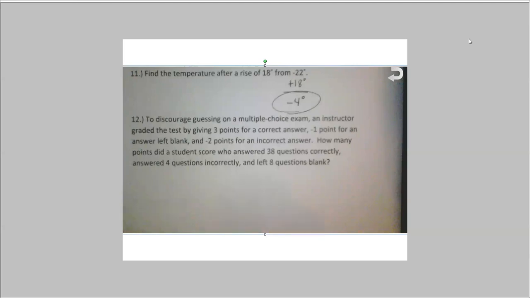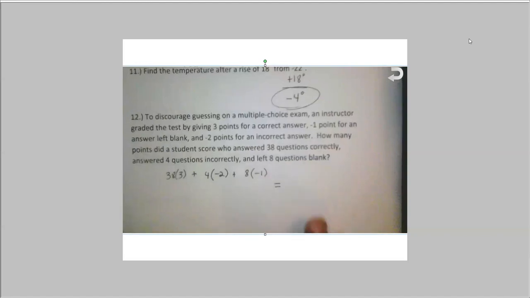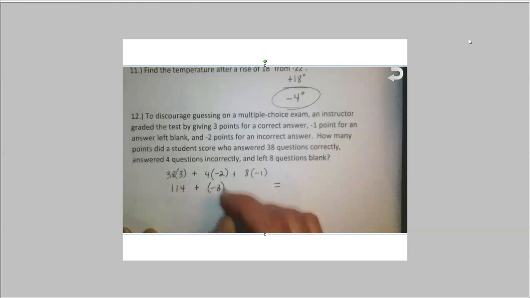How many points did a student score who answered 38 questions correctly, answered 4 questions incorrectly, and left 8 questions blank? So going back to my information, 38 questions were right, and those are 3 points each. Plus, 4 questions were incorrect, and that was at -2 points each. 8 questions were left blank at -1 point each. So when I do this multiplication and add my numbers together, I'm going to figure out what the student's score is. So 38 times 3 is 114. 4 times -2 is -8. 8 times -1 is -8.